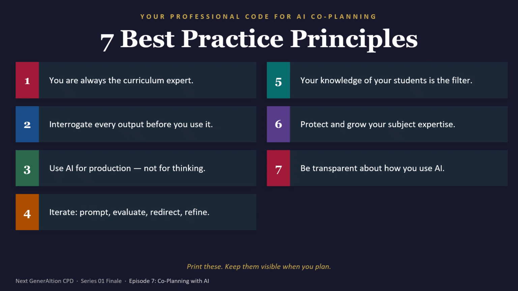You are always the curriculum expert. Interrogate every output before you use it. Use AI for production and not for thinking. Iterate, prompt, evaluate, redirect, and refine. Your knowledge of your students is the filter. Protect and grow your subject expertise. And be transparent about how you use AI. These 7 principles keep AI in its rightful place, a powerful assistant and not a decision maker.